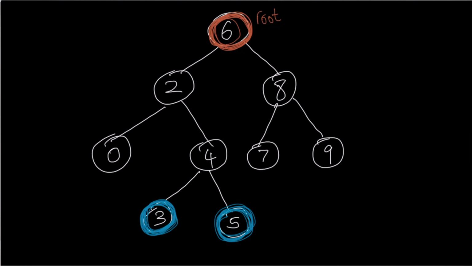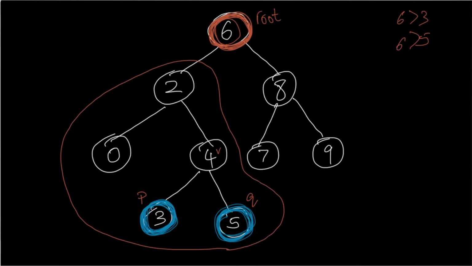And in this case, we go for a deeper example. So this time P is 3 and Q is 5. By looking at the tree, we know that 4 is the lowest common ancestor. So we start with root as 6, and we see that 6 is greater than 3 and 6 is greater than 5. So this basically indicates that the lowest common ancestor will be in the left subtree somewhere. So basically this left subtree.